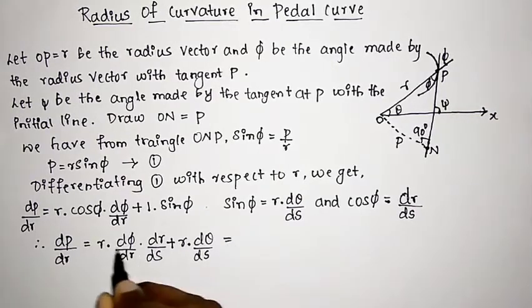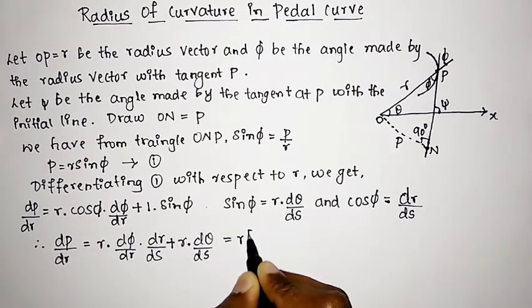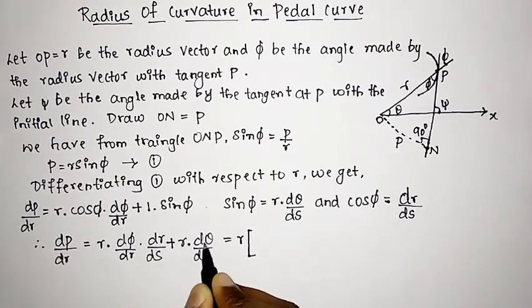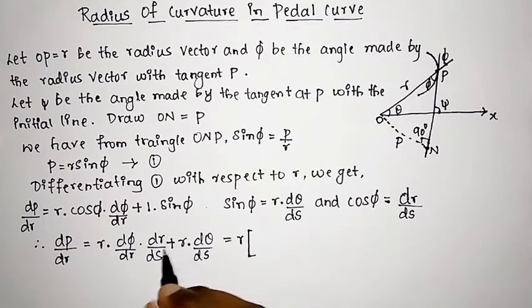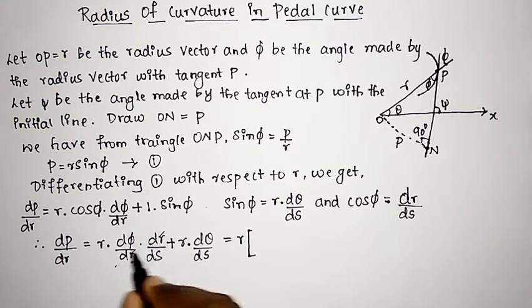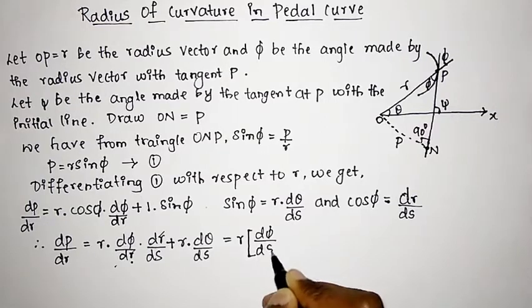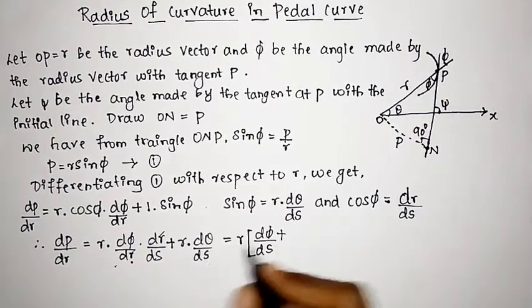Here we can observe that r is common on both sides. So just take r as common. Here you can observe d phi upon dr into dr upon ds. If you cancel this, the remaining will be d phi upon ds plus d theta upon ds.